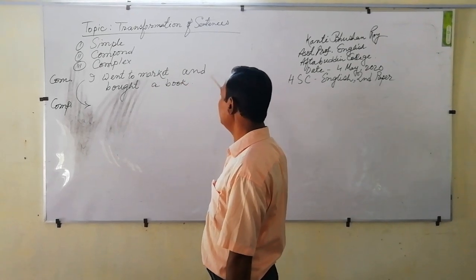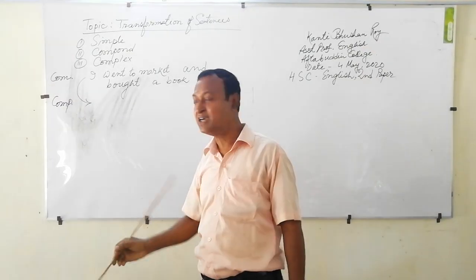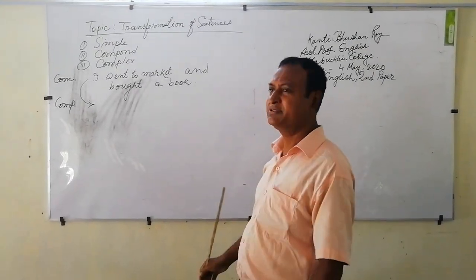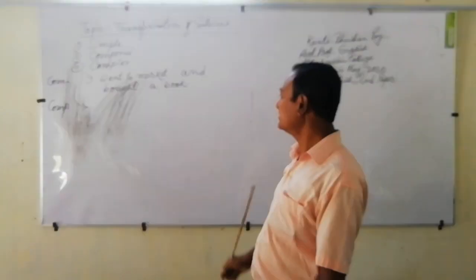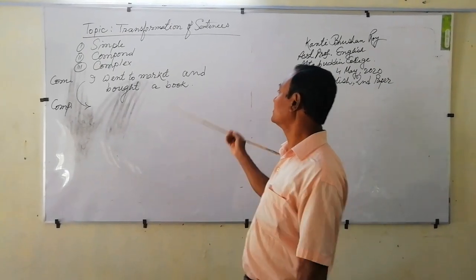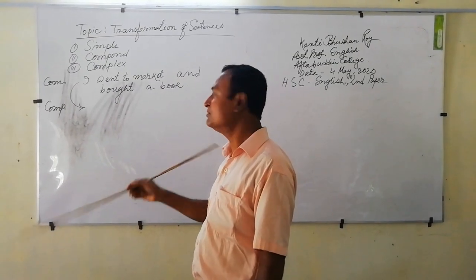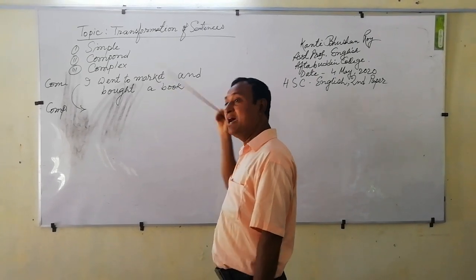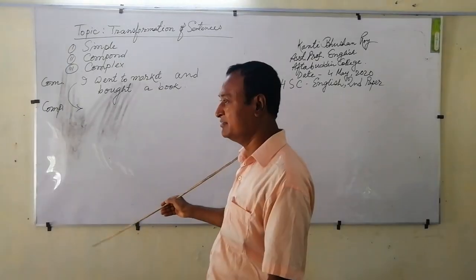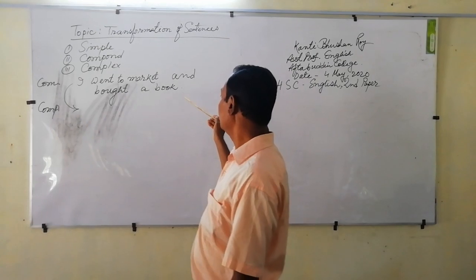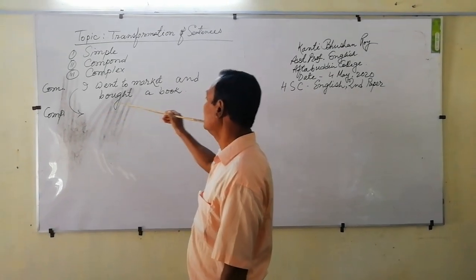I went to market and bought a book. There is no cause and effect, but rather there we find what? Time. Not directly mentioned like today at 7 a.m. or yesterday, but underlying time. I went to market and bought a book. Here is a sort of time. I mean, jokhon in Bangla, jokhon ami bazare giyechhilam, ekti boi kinechhilam. I mean, time is mentioned here. When, the subordinate conjunction, when. Using when, we can transform this compound sentence into a complex one.